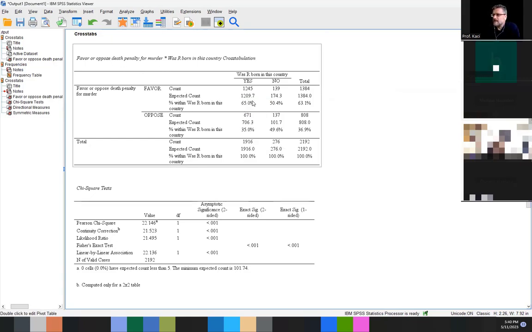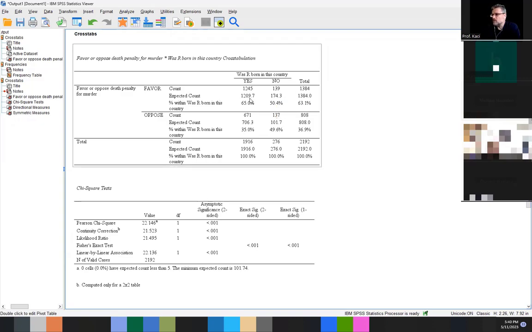So expected count under the null hypothesis, we would expect 1,210 people to favor death penalty if they were born in this country. But actually, the observed, the real value is larger than that. We would expect more people to oppose death penalty, but we have fewer. And for those who were not born in this country, we would expect more people to favor, but the reality is that fewer people favor it.